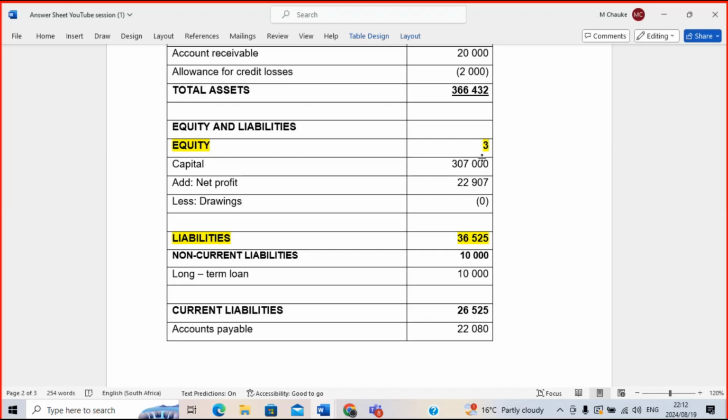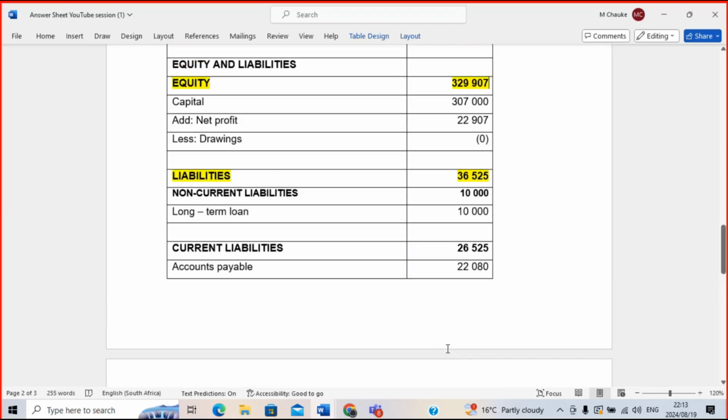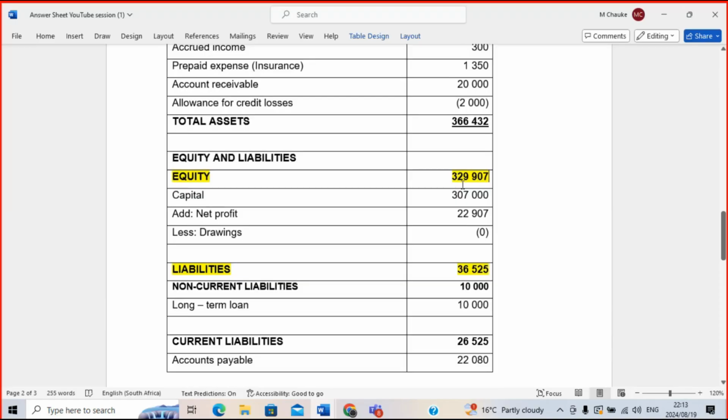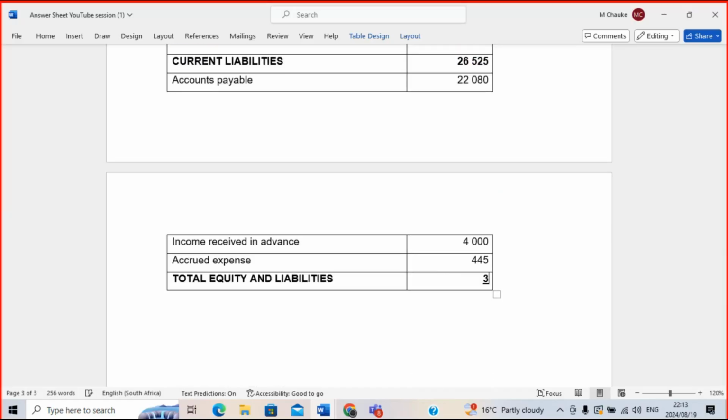So our equity is 329,907, which I considered to be capital, but it was wrong. So our equity is this one, right? Now take the equity and add it to the liabilities. How much are you getting? It must balance. Take your equity of 329,907. So now it's balancing, right? Now we are happy, because in the test it must also balance.